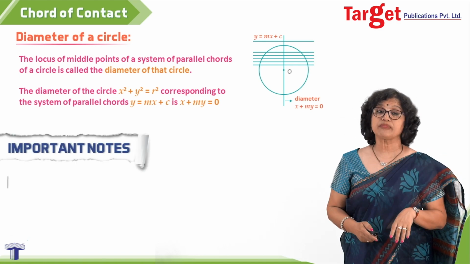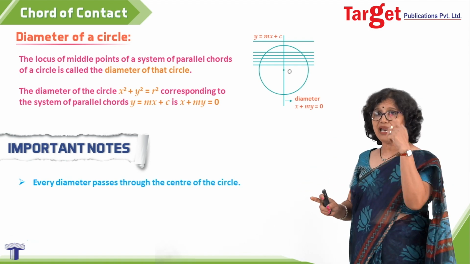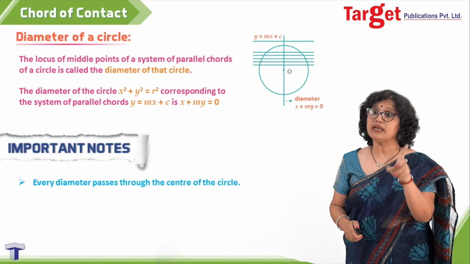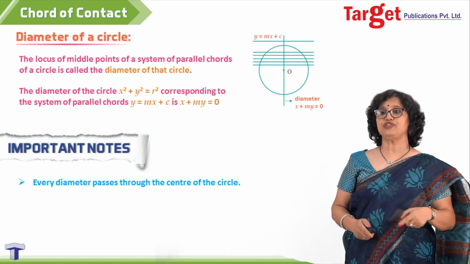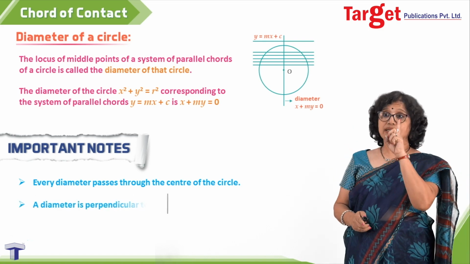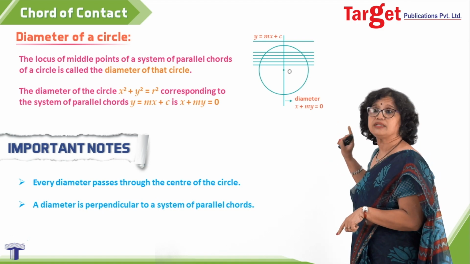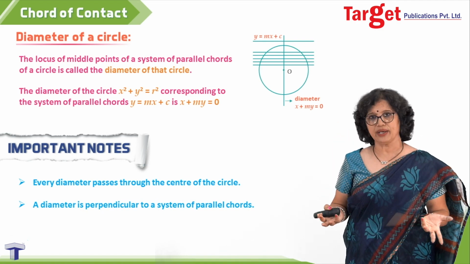And also, every diameter, again I am repeating the important point, every diameter passes through the center of the circle, and here our center is origin, and a diameter is perpendicular to the system of all parallel chords. Reason is already clear to you.